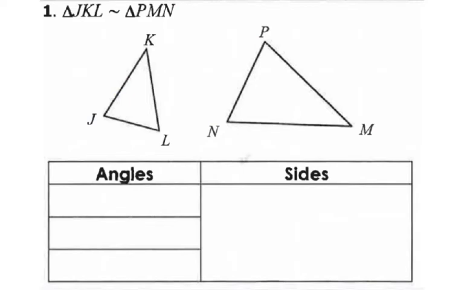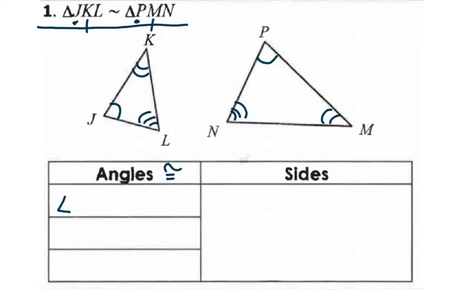So let's investigate an example like this. If you are given the similarity statement, you know which sides and angles are corresponding. So take a look here. J is listed first and P is listed first in that similarity statement. So angle J is corresponding and congruent to angle P. And angle K is corresponding and congruent to angle M. And finally, L is congruent and corresponding to angle N. So we're going to list the angles that are congruent in this space.